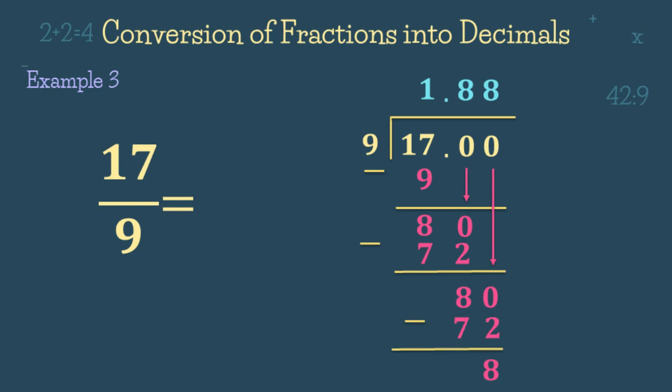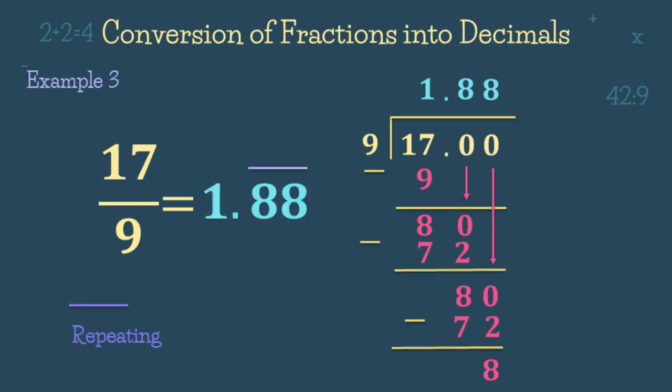We see a pattern here. The remainder is the same as the previous one. We put 8 above the second 0 and then subtract 72 from 80 to get another 8. Therefore, our answer is 1.88, or 1.8 with the 8 repeating, which is a repeating decimal. So we need to put a bar above the 8. A repeating decimal is considered a non-terminating decimal.